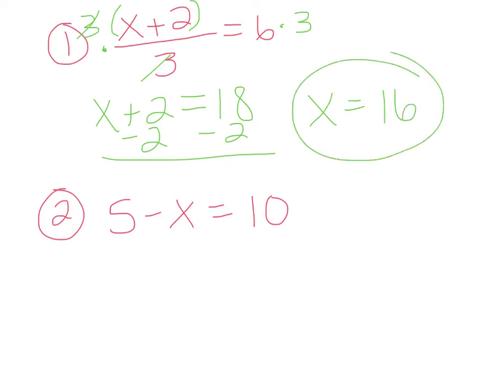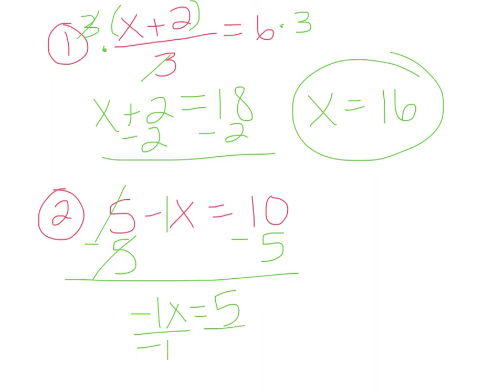And then finally, our last problem here, we have 5 minus x equals 10. Well, 5 minus x is the same as 5 minus 1x. So we want to first get rid of the 5 because that's the thing that's not attached to the x. That's the thing that would be our first thing to do in reverse order of operations. So get rid of the 5 by subtracting it because it's positive. So now I'm left with negative 1x equals 5. Divide by negative 1, x equals negative 5.